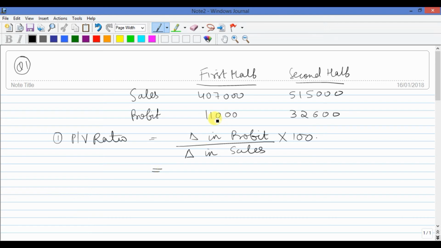So the profit has changed from 11,000 to 32,600. The profit has risen, and the rise in the profit is 21,600. The sales have also risen from 4,07,000 to 5,15,000, so the rise in sales is 5,15,000 minus 4,07,000, which is 1,08,000. And this I will multiply by 100. 21,600 divided by 1,08,000 is going to give me a profit volume ratio of 20%.